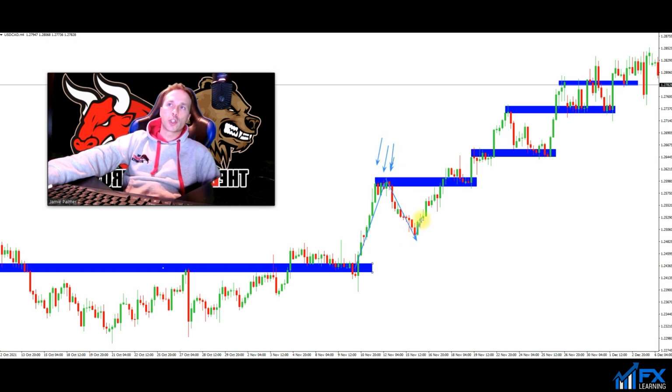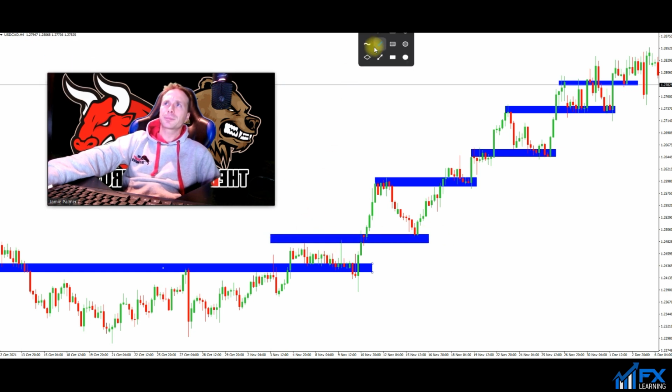And again, price comes up. In fact, I've actually marked this up wrong because we've got another area just here. Okay, just there as well. Okay. And again, price comes down like this here.